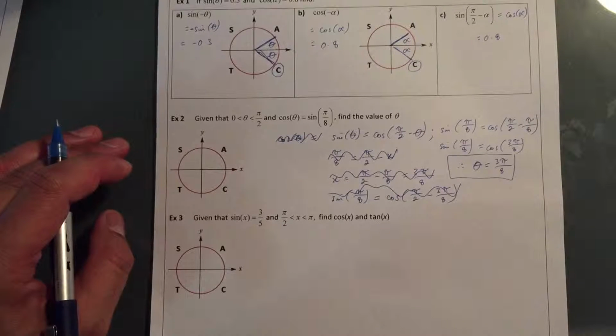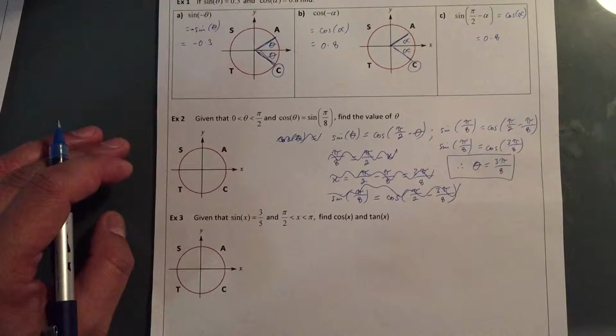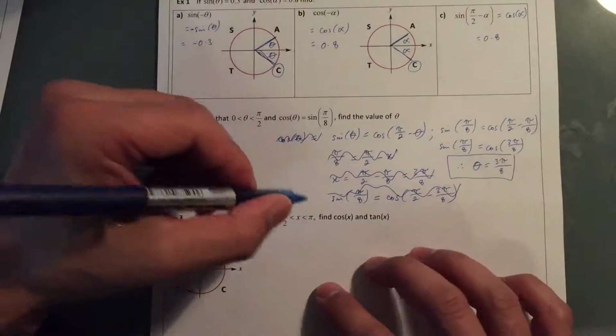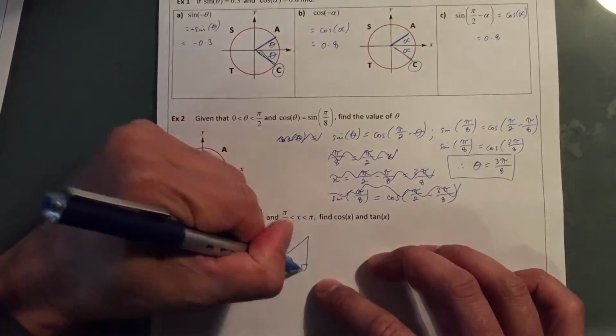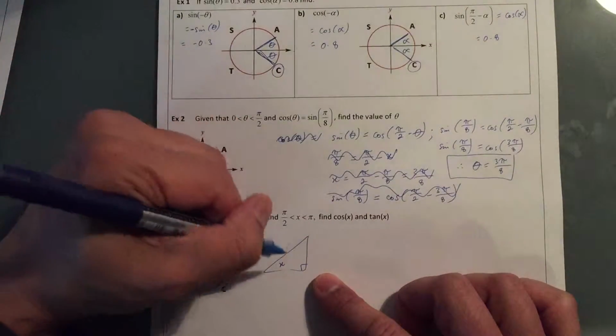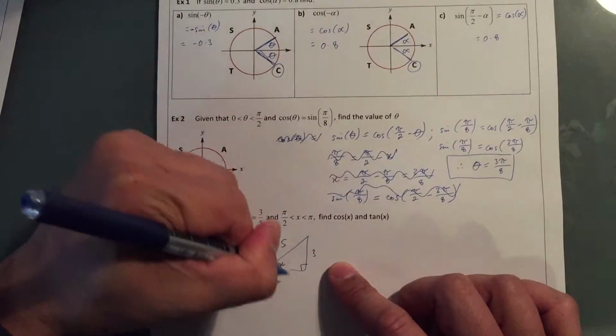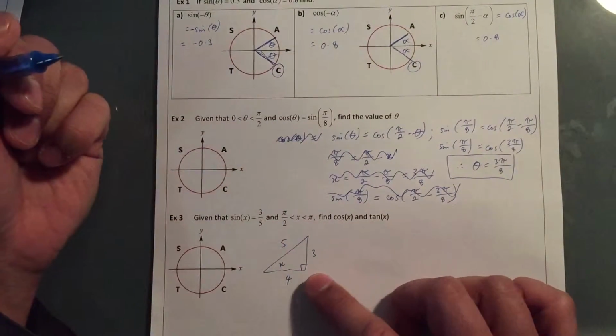Given that sine theta equals 3 on 5, and sine x is 3 on 5 and x is in quadrant 2, find cos x and tan x. Now as soon as I see something like this, 3 on 5, this is what I think. I think that if I draw a 90-degree triangle, sine is going to be 3 over 5, which means that using Pythag, this last side will be 4.